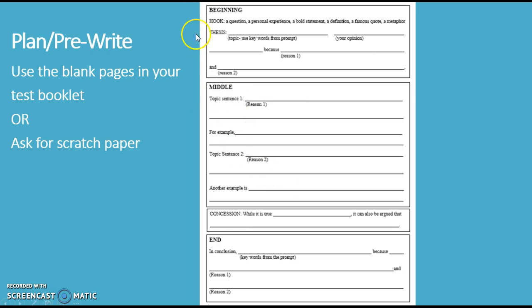So you can very easily draw these 3 boxes. You don't have to draw all the lines. Just draw a box for the beginning, draw a box for the middle, and draw a box for the end.